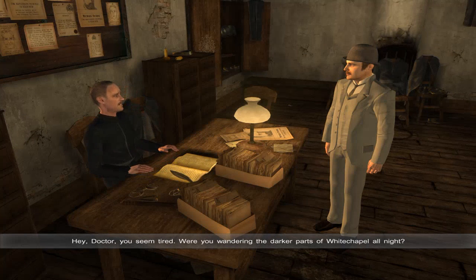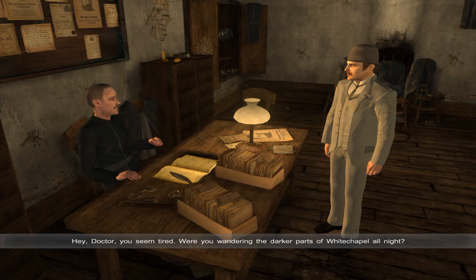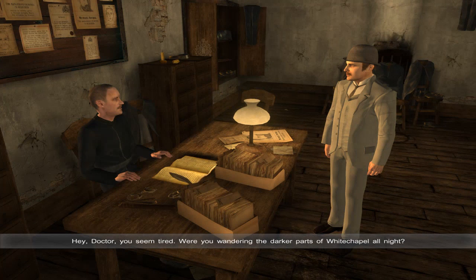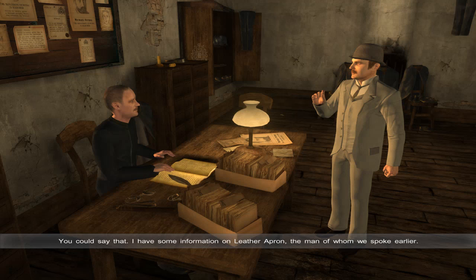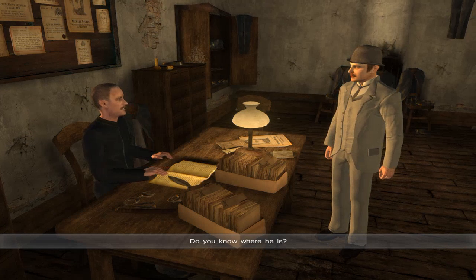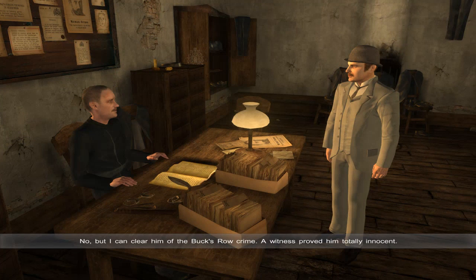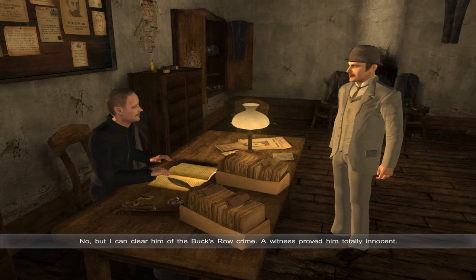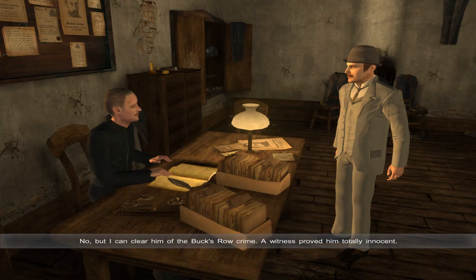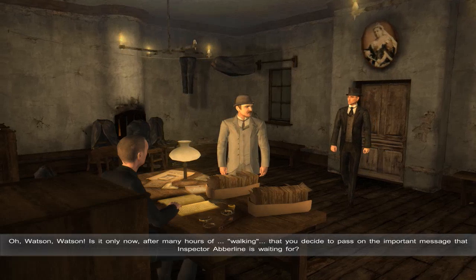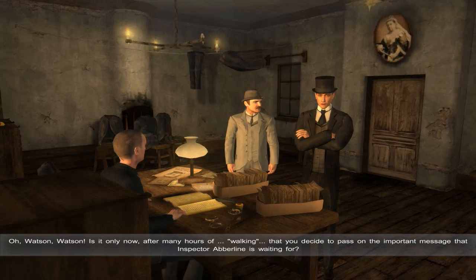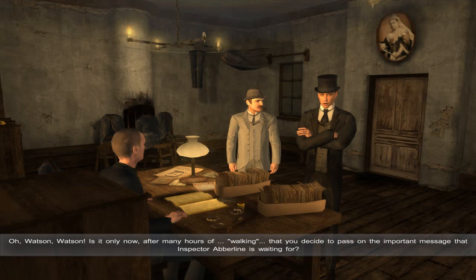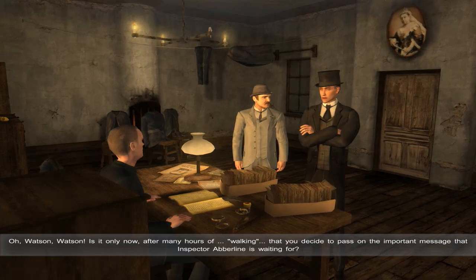Hey, Doctor, you seem tired. Were you wandering the darker parts of Whitechapel all night? You could say that. I have some information on Leather Apron, the man of whom we spoke earlier. Do you know where he is? No, but I can clear him of the Bucks Row crime. A witness proved him totally innocent. Oh, Watson, is it only now, after many hours of walking, that you decide to pass on the important message that Inspector Aberline is waiting for?